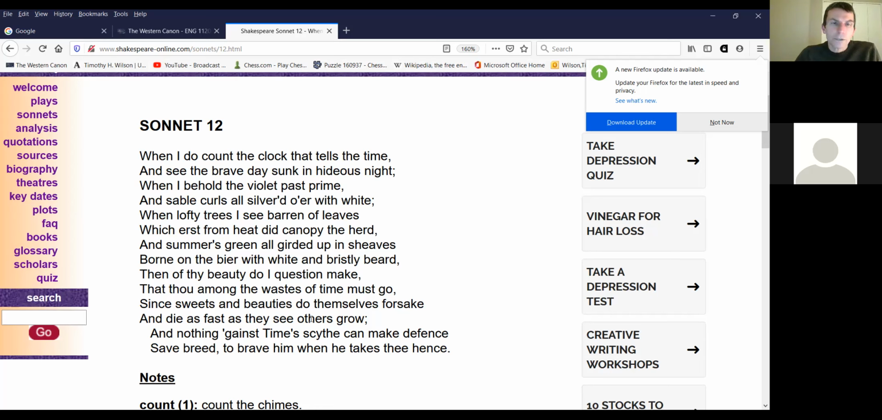that thou among the wastes of time must go, since sweets and beauties do themselves forsake and die as fast as they see others grow. And nothing 'gainst time's scythe can make defense, save breed to brave him when he takes thee hence.